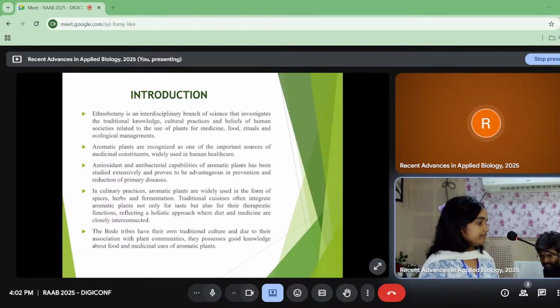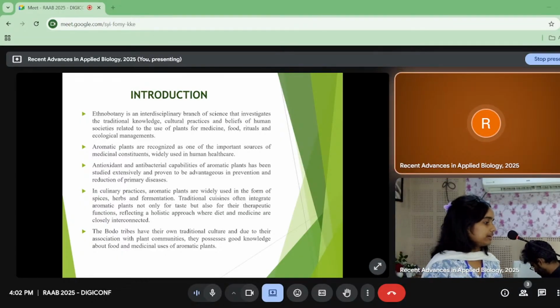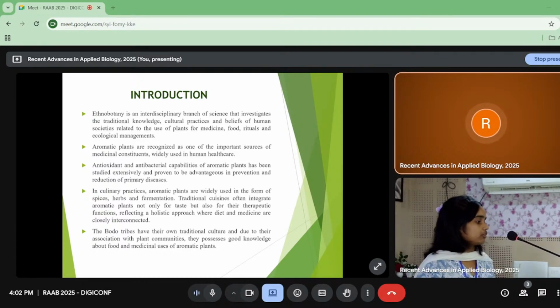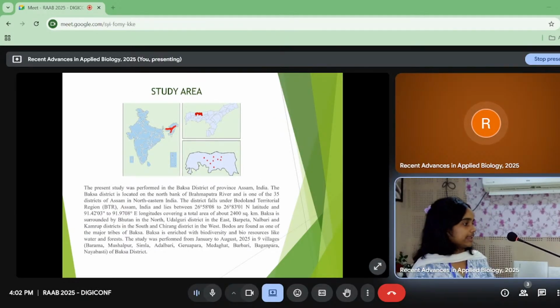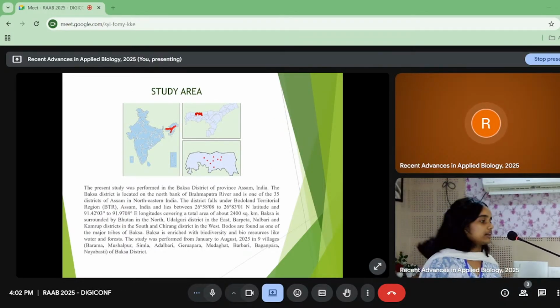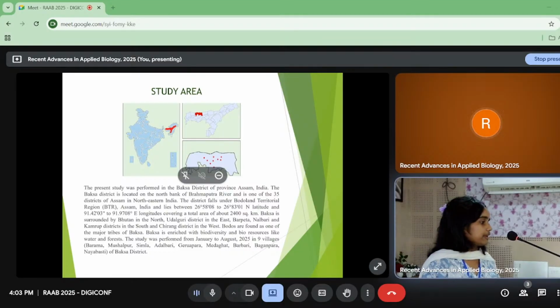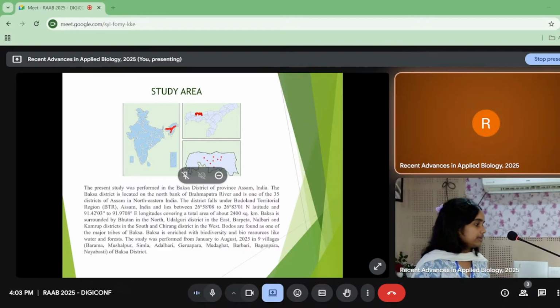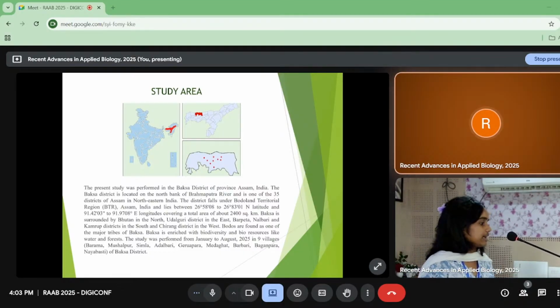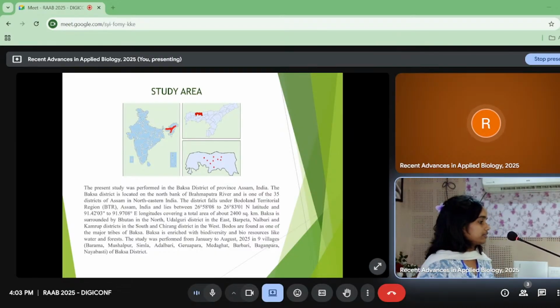And after that, the Bodo tribes have their own traditional culture, and due to their association with plant communities, they have good knowledge about food and medicinal use of aromatic plants. So moving to the next slide. Here is a map of the study area. The present study was performed in the Baksa district of Assam. As we all know, the Bodos are found as one of the major tribes of Baksa.